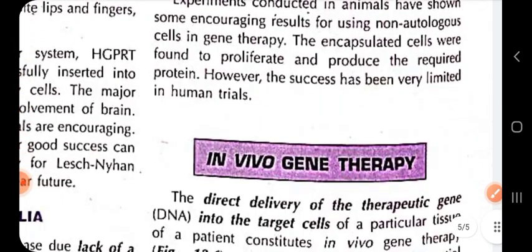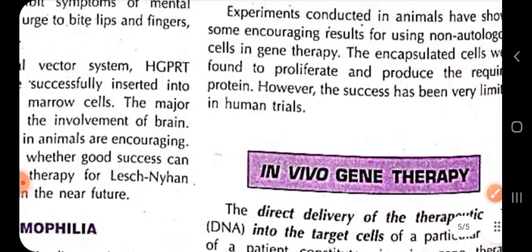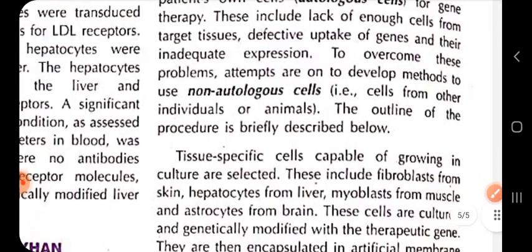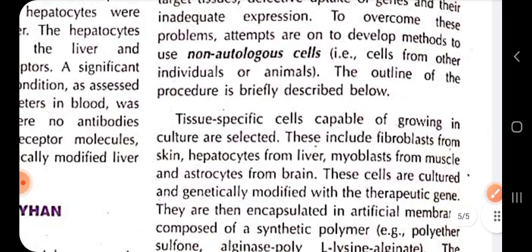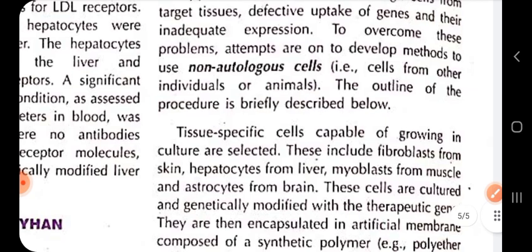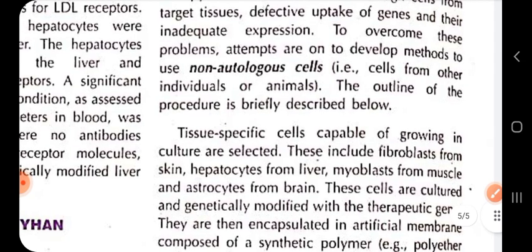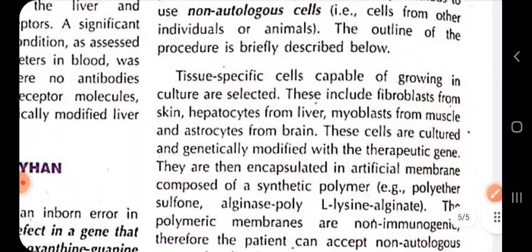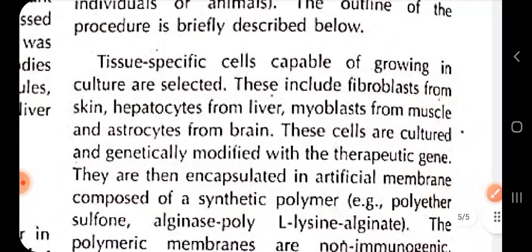So in this way we can go for gene therapy by using non-autologous cells. Now, how can cells from other individuals or animals be used in ex vivo gene therapy? An outline has been given here in this one paragraph. So let us try to explain.